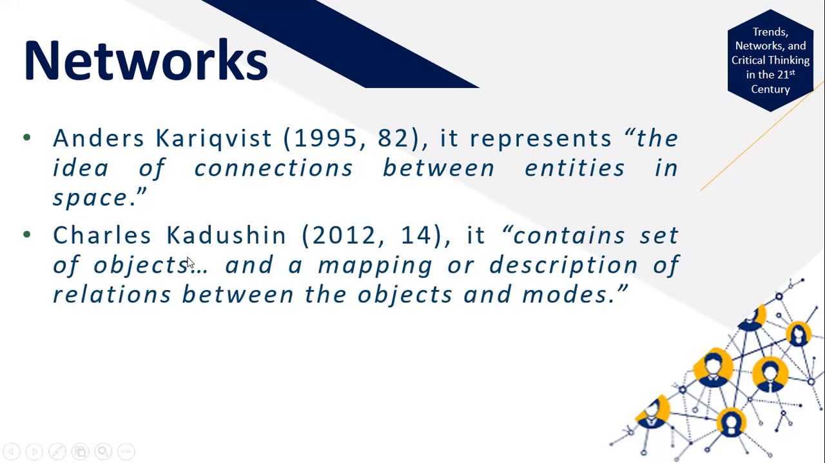So next is, according to Charles Cadochin in 2012, networks contain set of objects and a mapping or description of relations between the objects and modes. So ano sabi dito, sir? So according to Charles Cadochin in 2012, para sa kanya, networks contain set of objects. So pag sinabi natin objects, ito yung environment and the creatures or the living entities. Okay? Regardless of set or regardless of networks. Okay? And a mapping or description of relations between the objects and modes.